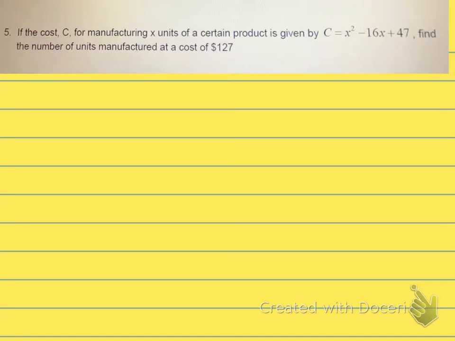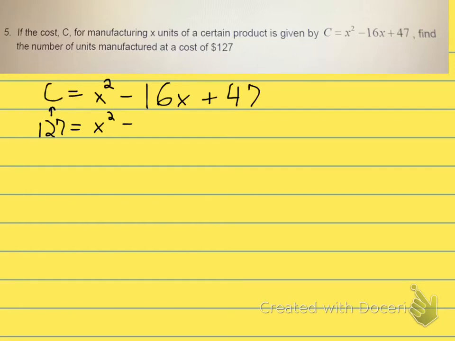Here's my equation over here. I always start with what they give me. Here's my formula. C equals x squared minus 16x plus 47. And what is my C? 127. So I'm going to plug that in right here. 127 equals x squared minus 16x plus 47.